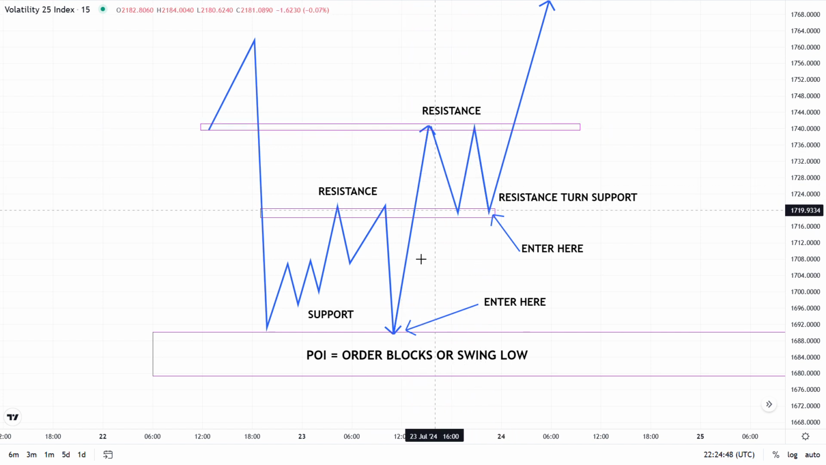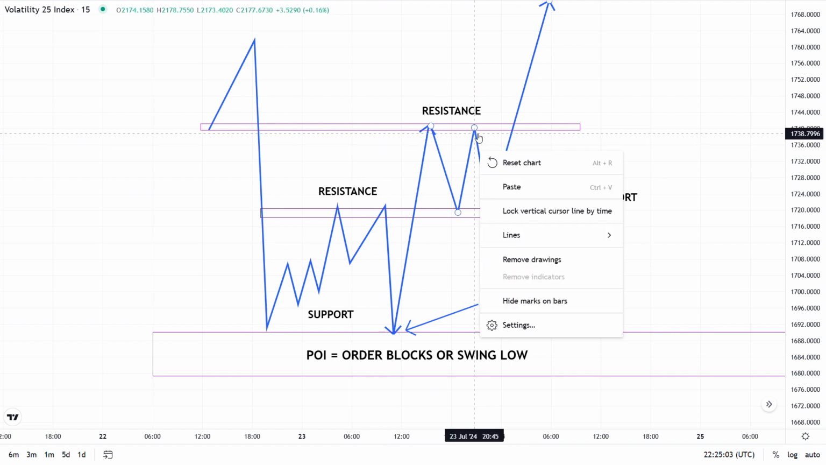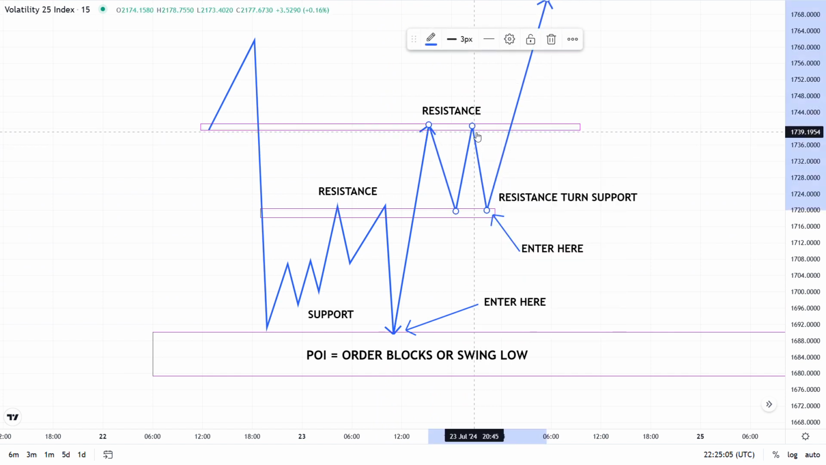Because why? Your bias is bullish for that day. The market comes back here, creates a double bottom. You want to enter here, and here, and here. So this is where you want to enter the market from. You do not want to enter here, do not enter here, do not enter here.